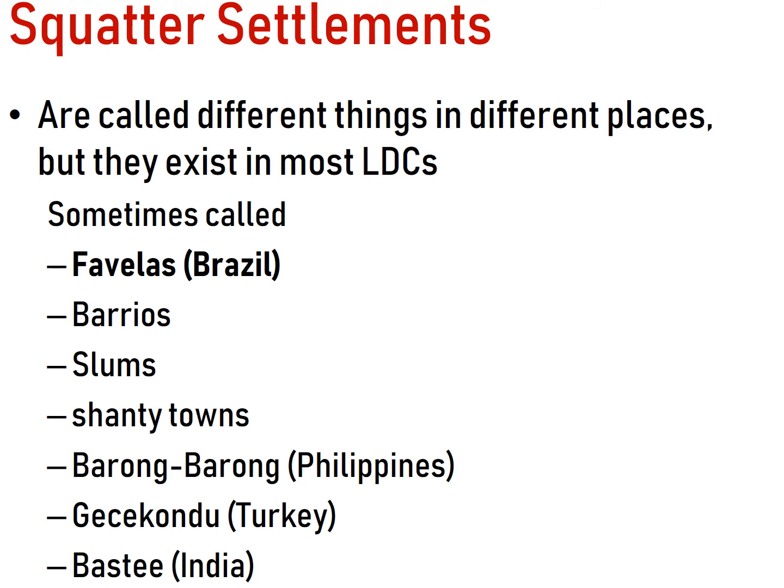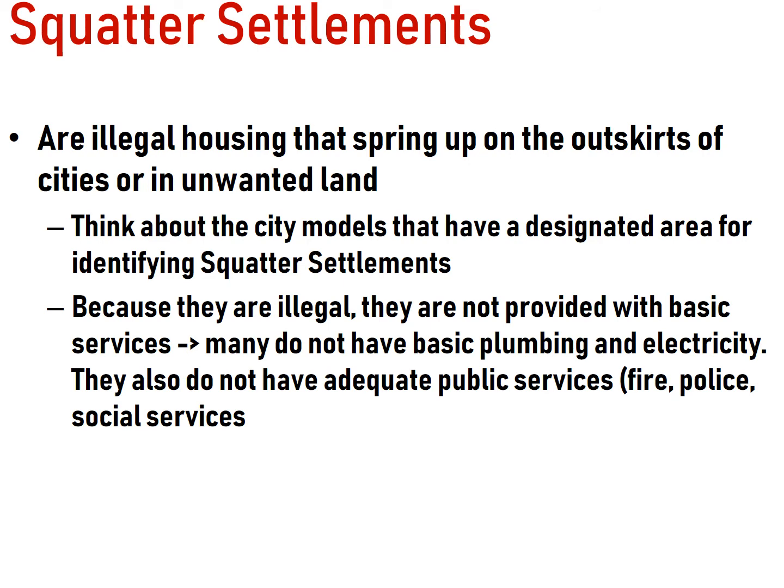Now, on the topic of squatter settlements, there are different names for them. Favelas are the most well-known ones in Brazil. And if you remember any of these, I would remember those. Now remember, squatter settlements are illegal housing. This is on land that's not zoned for housing by those cities. These cities don't want people living on this land because it's probably not good land to live on.